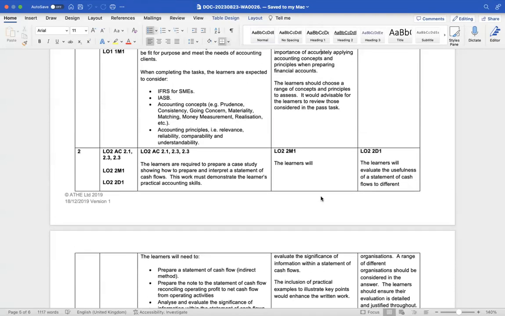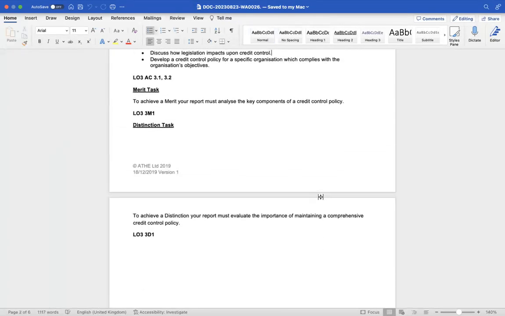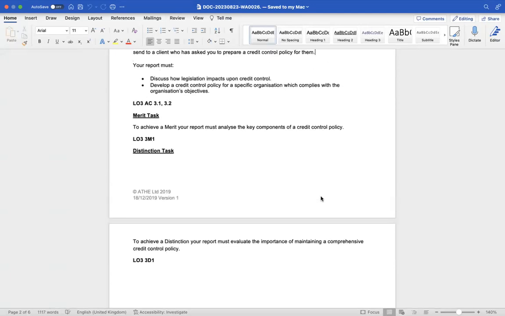Okay, so here, task 3. So basically, for merit, evaluating key components: evaluate how the key components of a credit control policy interact with each other. Discuss how a well-balanced credit control policy can mitigate risk and improve cash flow. Any question if anyone is there?